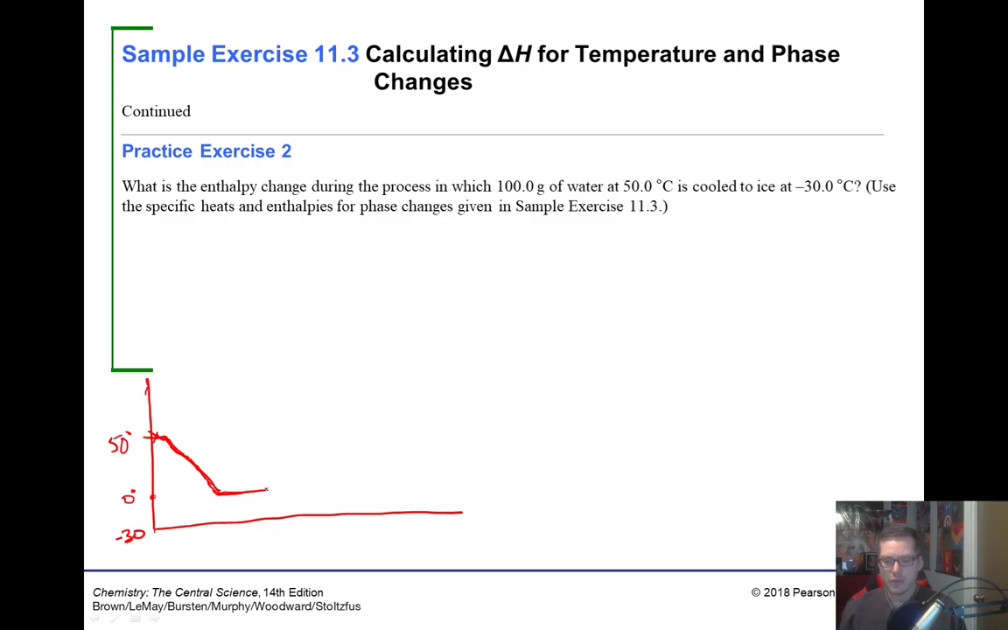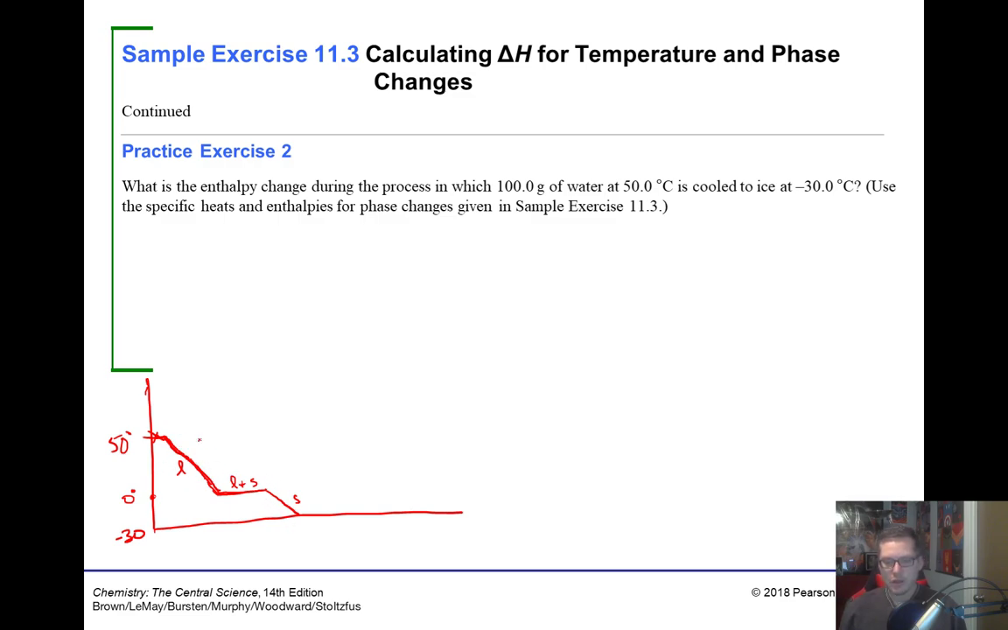And then from that point, it will go from here all the way down, and then we'll be at negative 30 degrees Celsius. All right, so just to remind ourselves, this is only liquid, this is liquid and solid, and this will only be solid. So essentially what we're looking at is a 3-step. We need to do 3 different things here.